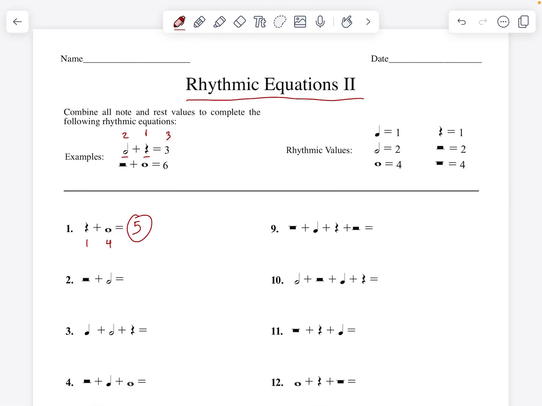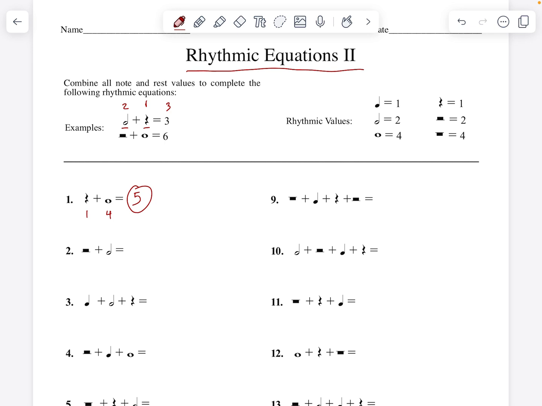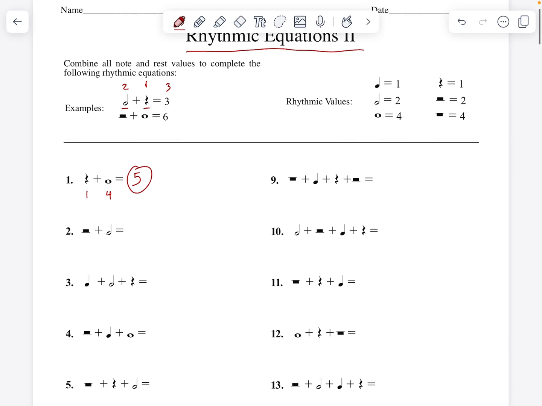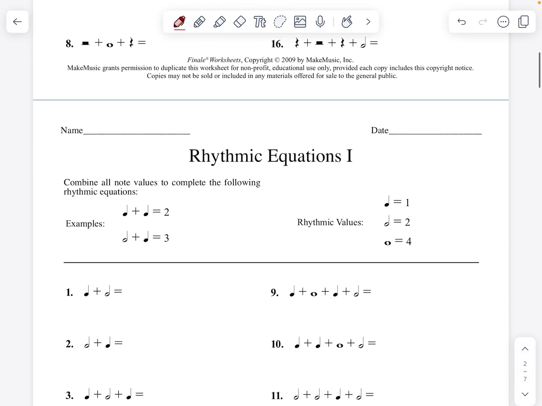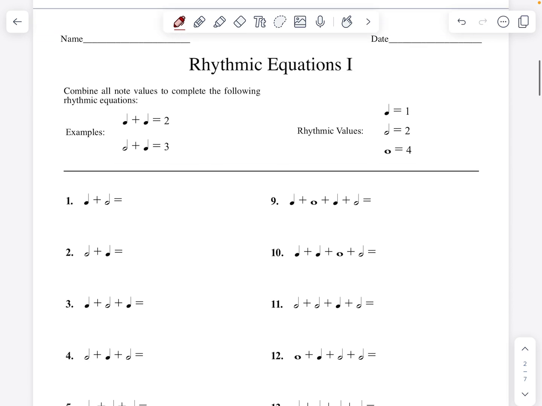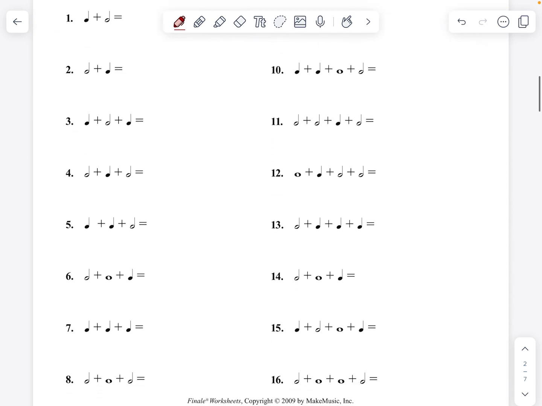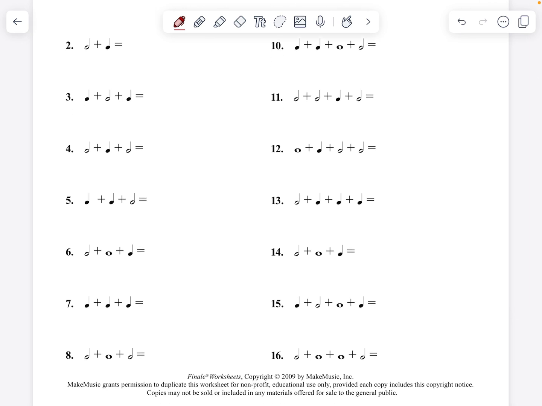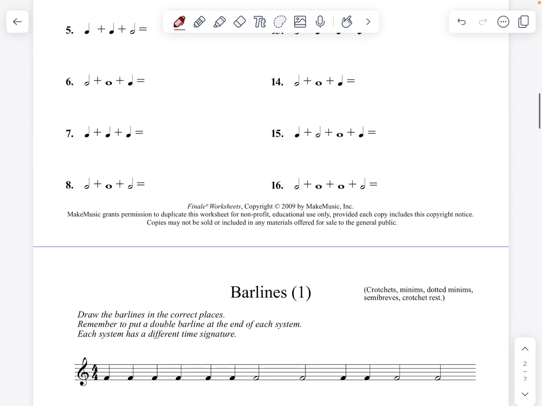You don't need to circle it. Just answer the equation and keep moving. Rhythmic equations, number 1 is also here. That's on page 2. I don't know why that got switched up, but do the math, add up the values. Should go pretty quickly for you.